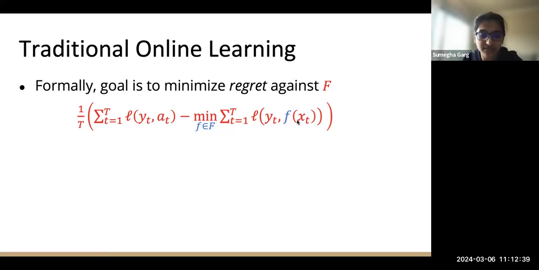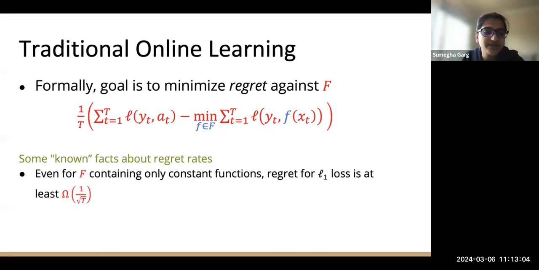Loss minimization is just this term, but in the online setting, we do not just hope to minimize loss, we hope that our regret is minimized. That is, with respect to the loss incurred by the best hypothesis in the class, what is the loss incurred by our actions? Let's see some known facts about regret rates. Even for very simplistic hypothesis classes, for example, if F contains only the constant functions 0 and 1, we can show that if the loss is L1 loss, then you cannot get a regret rate better than 1 by square root t. So this is a lower bound on the regret rate.